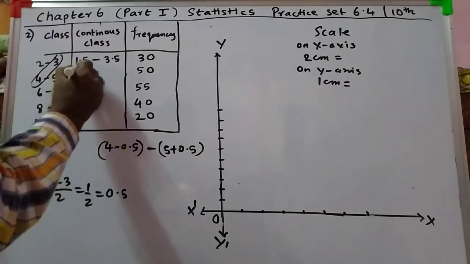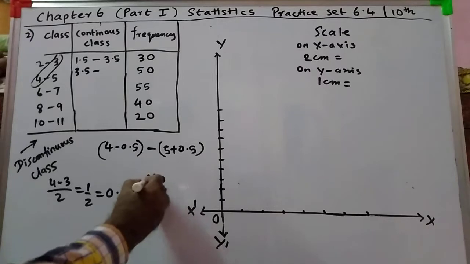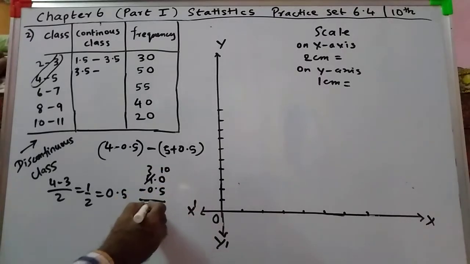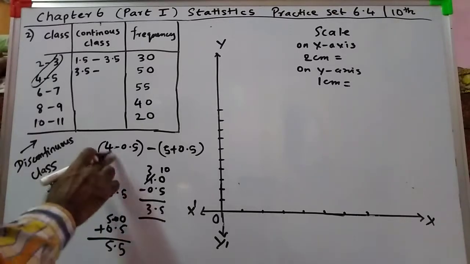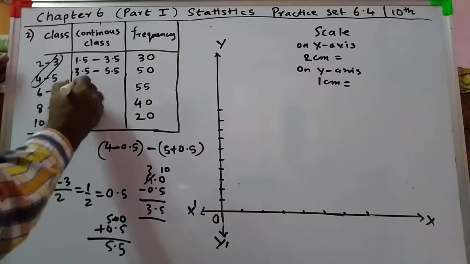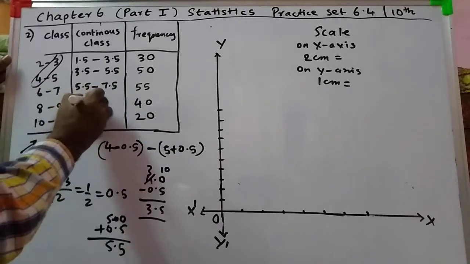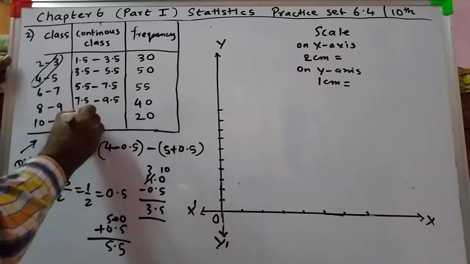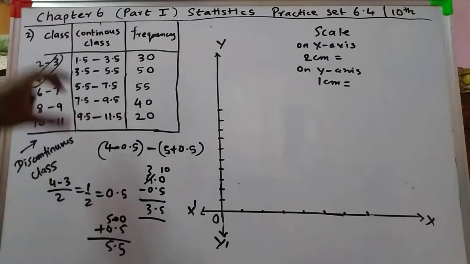So 5 minus 0.5 and 6 plus 0.5. Here subtract, here add. Similarly, we will get here 5.5 and 7.5. Then here again 7.5, 9.5. Here 9.5, 11.5. So this is the class.